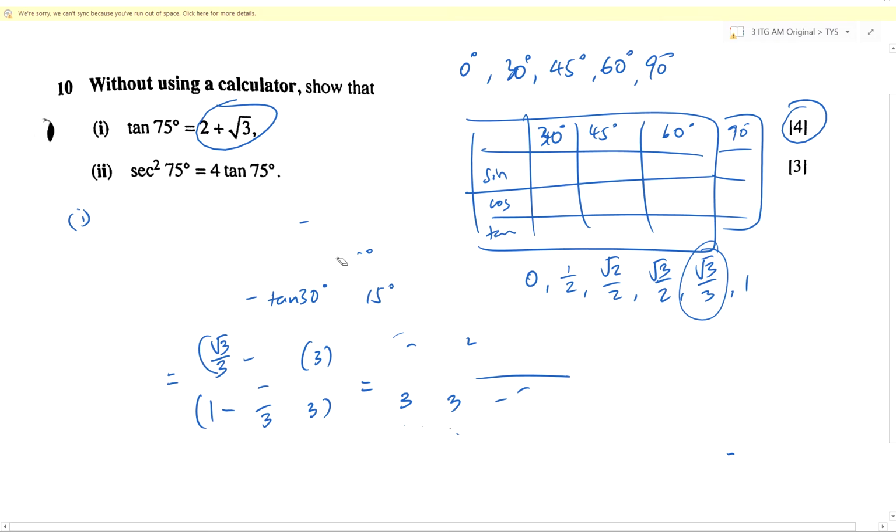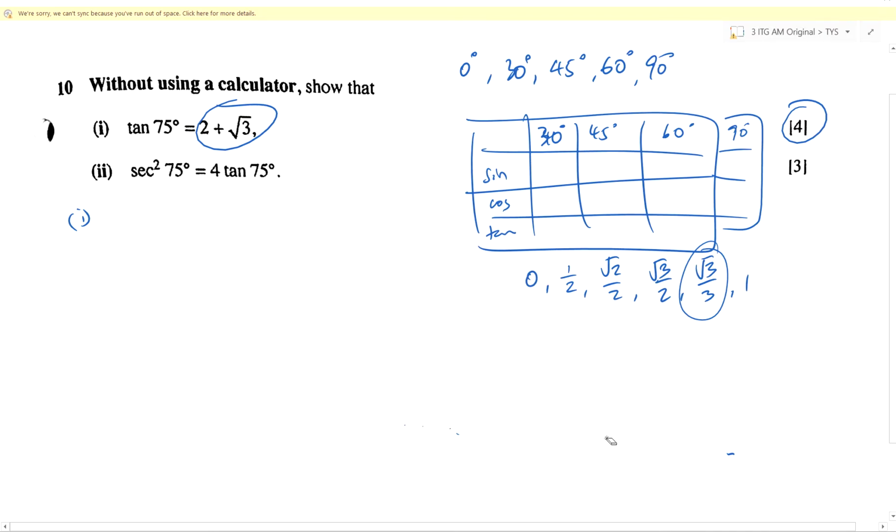Since we have already shown that tangent 75 is 2 plus root 3, what about secant square? What is the relationship between secant square and tangent? If you are lost, look at your formula list. Okay, it's at the front. See if there's anything that relates. 1 minus cosecant equals... Hey, this is secant. I don't want cosecant. See if there's something relating secant square and tangent.